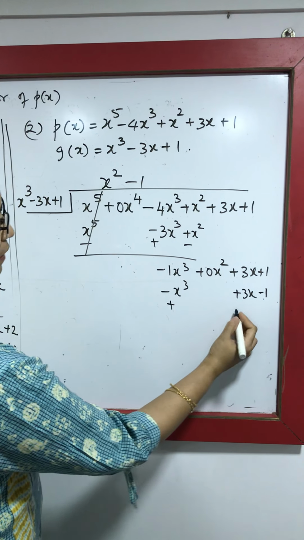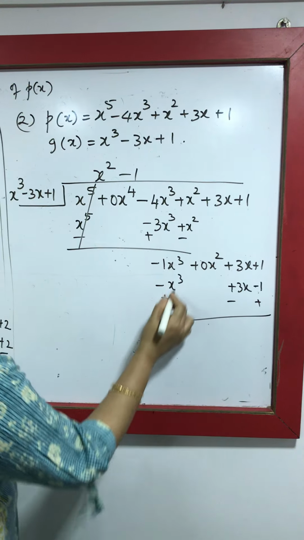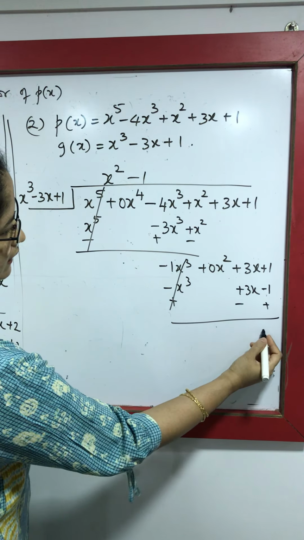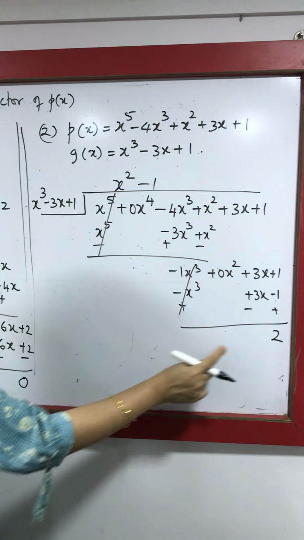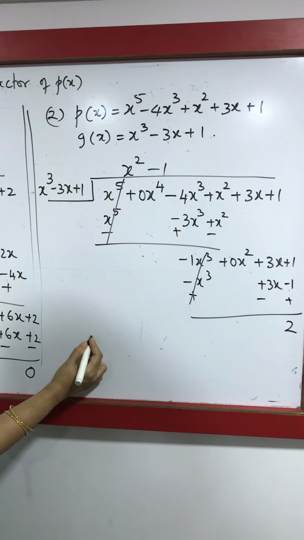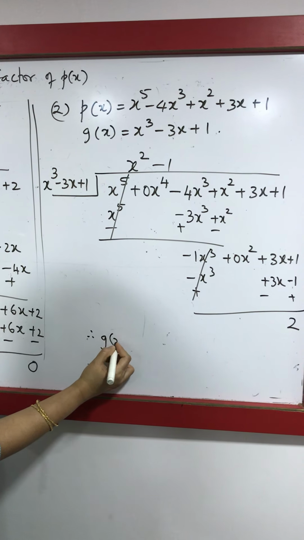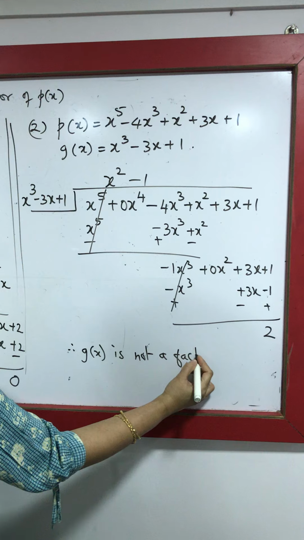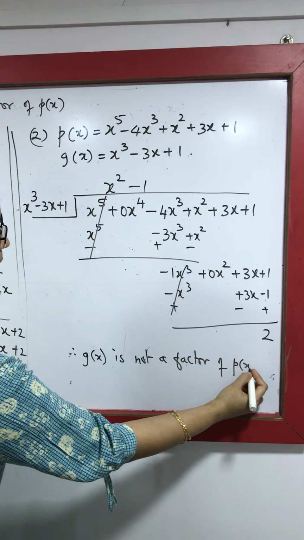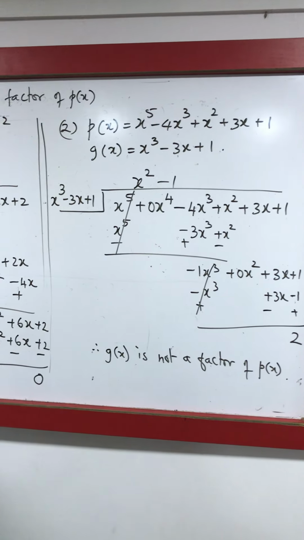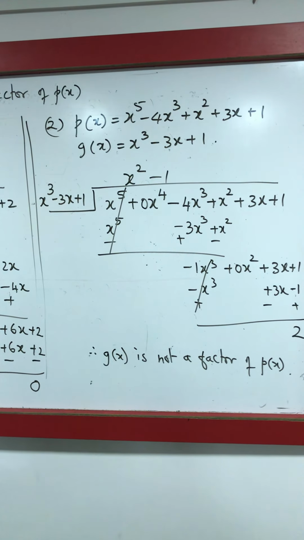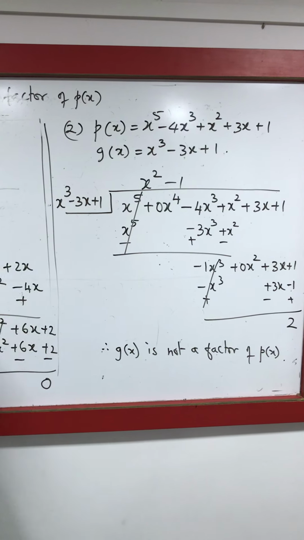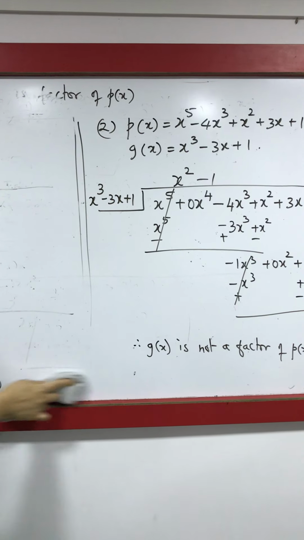We change sign, cancel this. This is 0 and this is plus 2. Since the remainder is plus 2, we will write gx is not a factor of px. The last question, homework question that was given was to verify division algorithm.